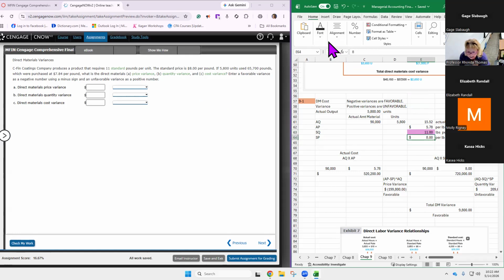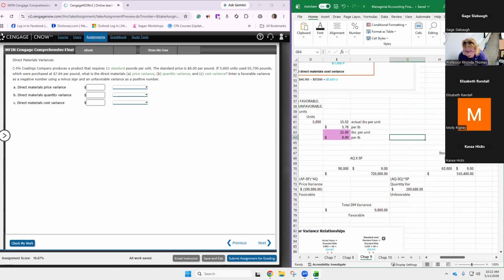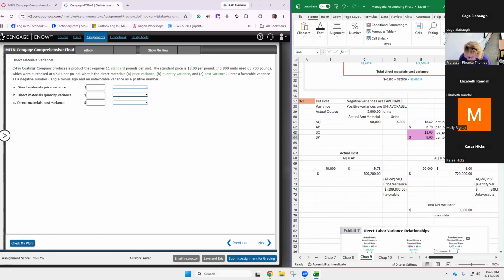Okay, so we're already starting to get pieces. Now, the pounds is not complete yet. The price is fine. So standard price is fine. We hope to spend $8 or less per pound. We hope to use 11 pounds or less per unit.